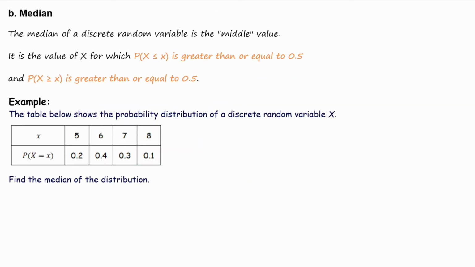The median of a discrete random variable is the middle value. It is the value of x for which the probability that x is less than or equal to some value x, that cumulative probability up to some value x, should be greater than or equal to 0.5, and the probability that x is greater than or equal to that value of x should be greater than or equal to 0.5. This makes more sense in a problem.